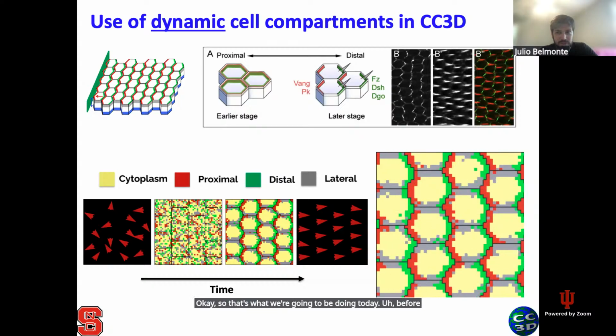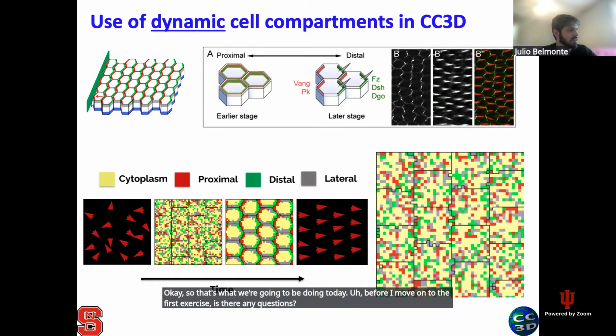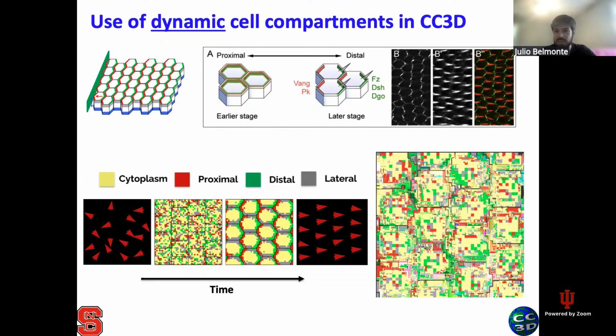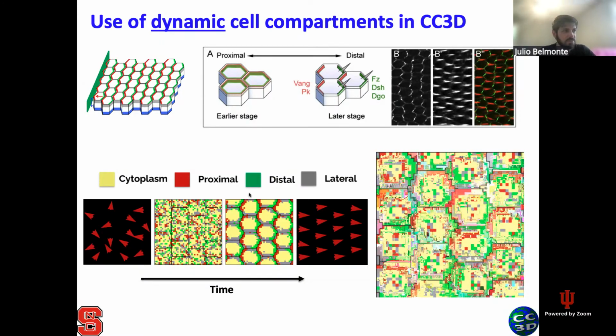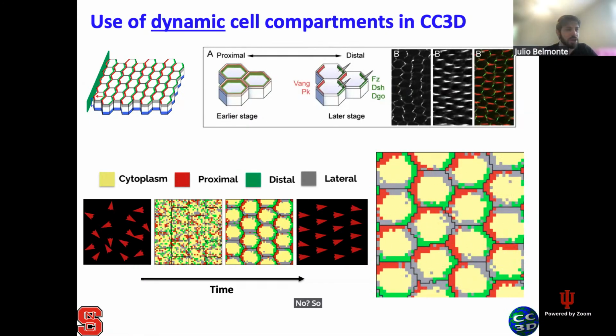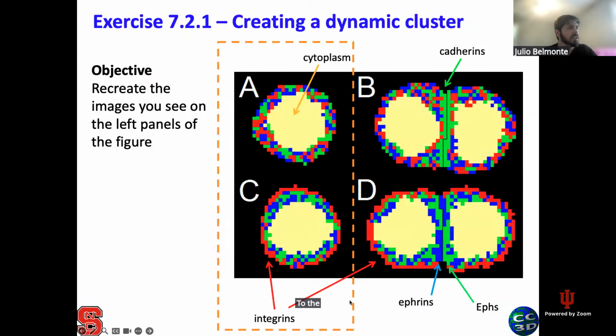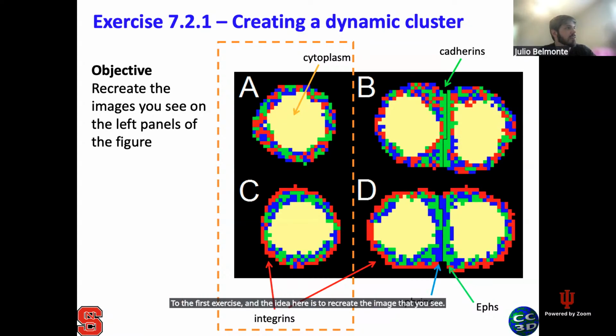Before I move on to the first exercise, are there any questions? No? So if there are no questions, then let's move on to the first exercise. And the idea here is to recreate the image that you see on the left panels of the figure, so this one on A and C. So let's work through that.